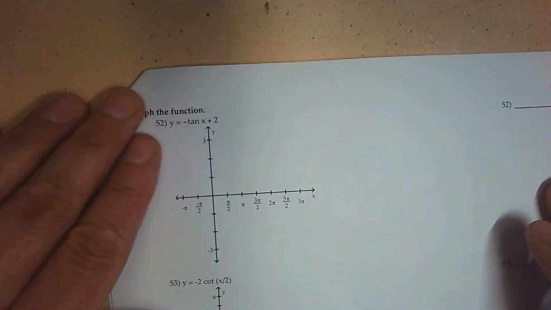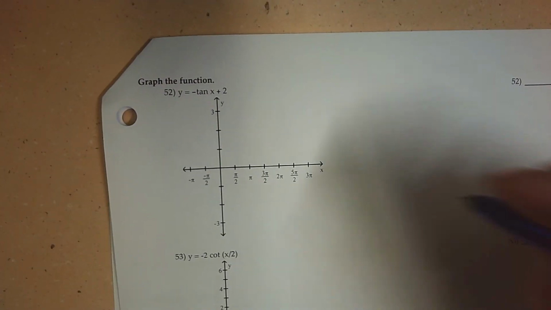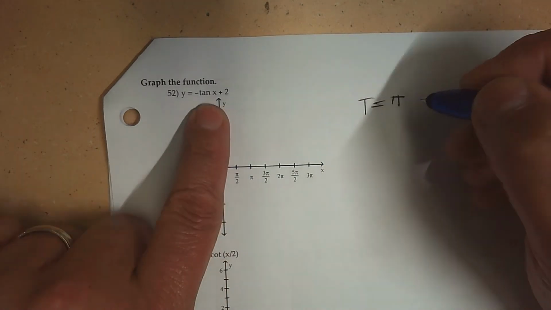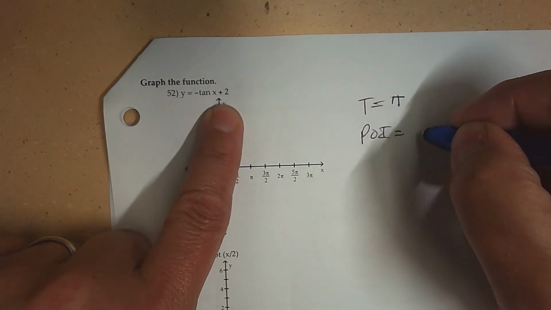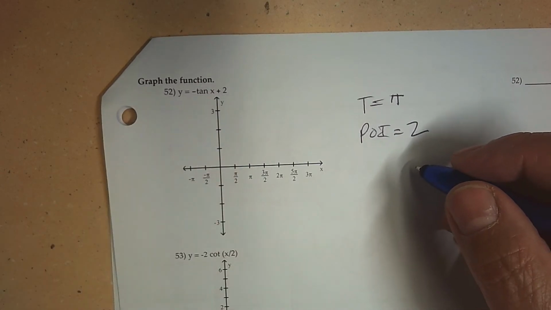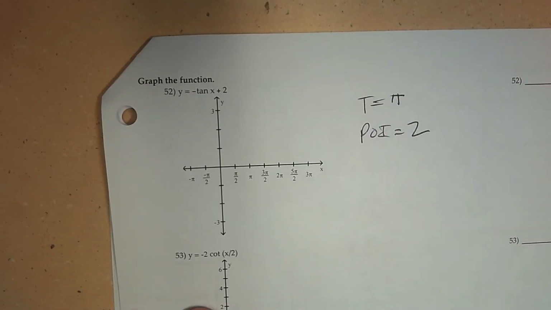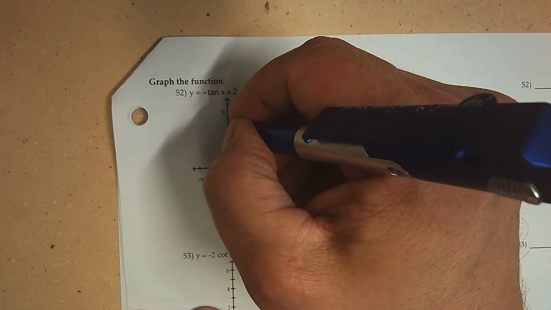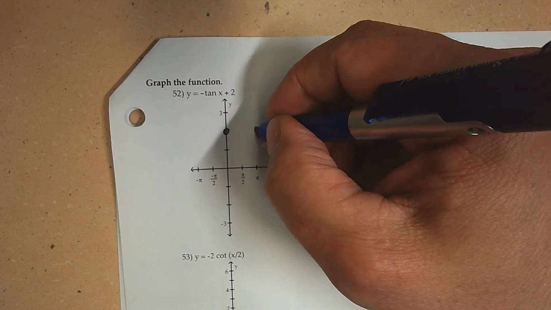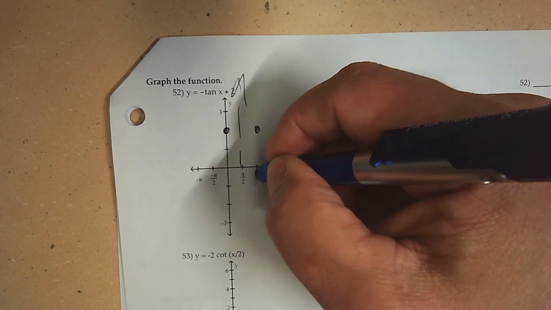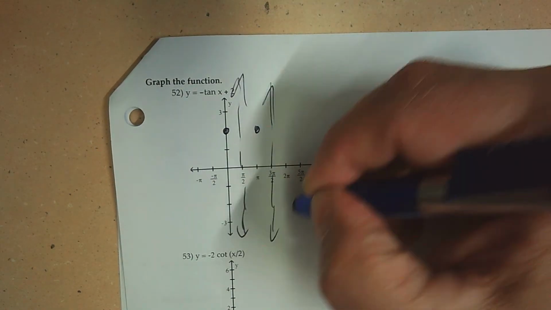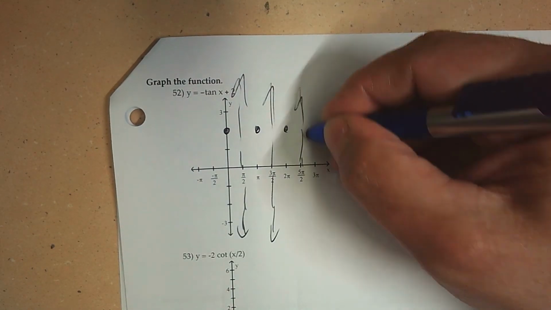Some more graphing. Number 52, can you graph tangent? Tangent does not have an amplitude. So the period's usually pi. Nothing changes it. It does have a point of inflection, and it's at 2. And then the negative helps me with direction. So tangent starts at a point of inflection, and then at pi will be another point of inflection, and then in between will be an asymptote. So I'm going to follow that pattern to begin with. It doesn't oscillate, so it just stays at that one height.